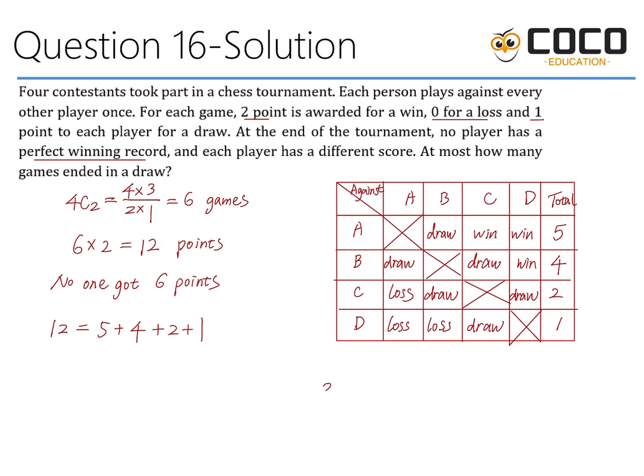So there are 3 draws here. First one is when A is against B. Then B against C. C against D. So the answer is 3.